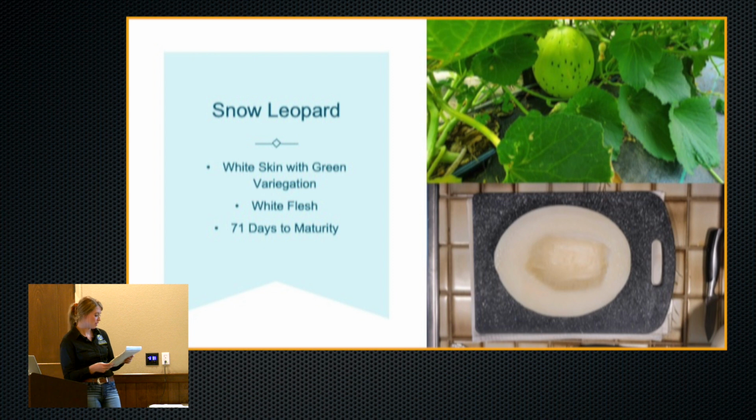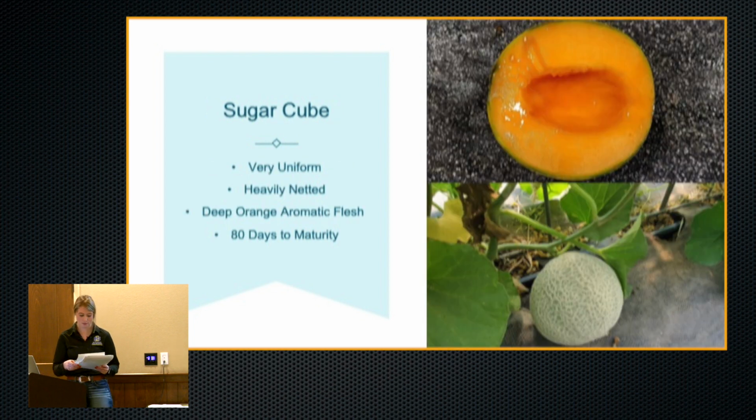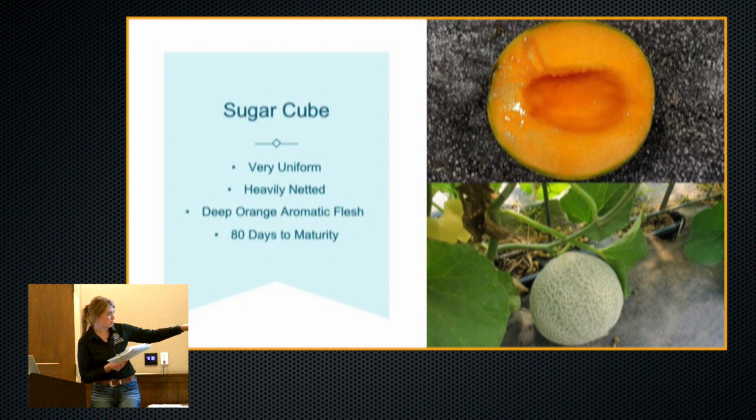And then the Snow Leopard has a white skin with a green variegation, and it has a white inner flesh, and it's about 71 days to maturity. And then the Sugar Cube is very uniform and it's heavily netted, like you can see in the bottom right picture there with the webbing on the outer skin. And then it has a deep aromatic flesh and it's about 80 days to maturity.